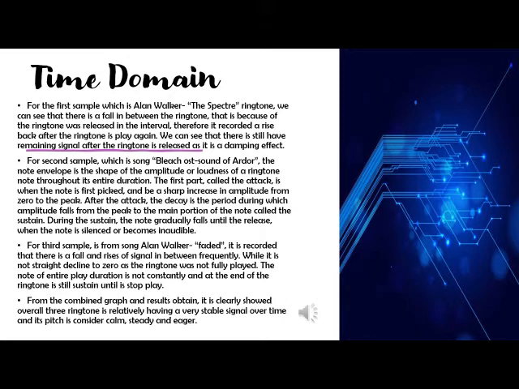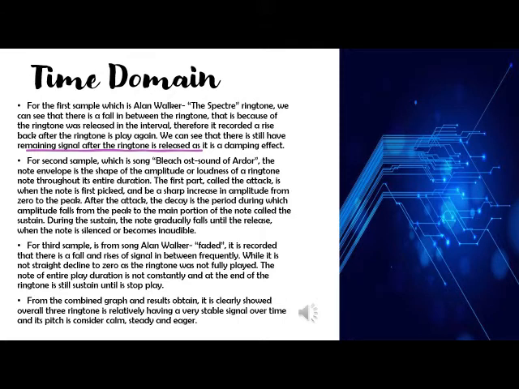For the second sample, we can see that the note envelope is the shape of the amplitude or the loudness of a ringtone note through its entire duration. The first part, called the attack, is when the note first peaks, with a sharp increase in amplitude from zero to the peak. After the attack, the decay is the period during which the amplitude falls from the peak to the main portion of the note, called the sustain. During the sustain, the note gradually falls until the release, and then the note becomes silent or inaudible.